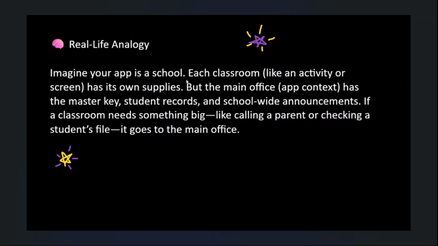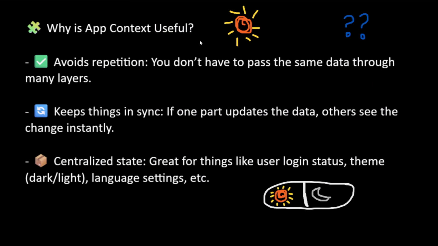Imagine your app is a school. Each classroom has its own supplies, but the main office has the master key, student records, and school-wide announcements. If a classroom needs something big, like calling a parent or checking a student's file, it goes to the main office. Why is AppContext useful? You don't have to pass the same data through many layers. If one part updates the data, others see the change instantly. Great for things like user login status, theme, language settings, etc.